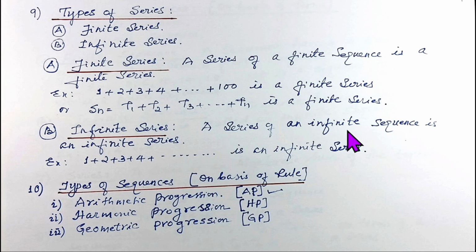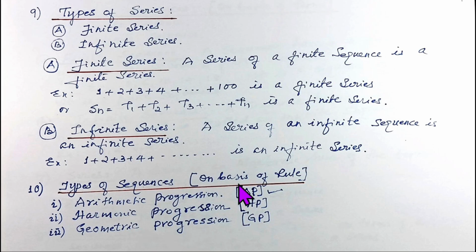Now, if the sequence is an infinite sequence, then the sum of the terms of the infinite sequence is an infinite series. That means if I have a sequence 1, 2, 3, 4 dot dot dot and so on, then 1 plus 2 plus 3 plus 4 plus dot dot dot is an infinite series. So please remember that. Now we have got different types of sequences on the basis of rule.